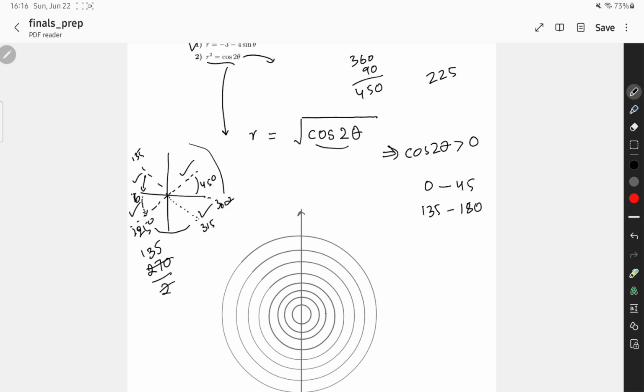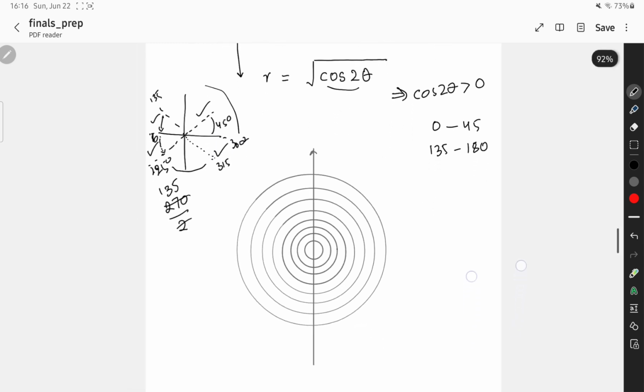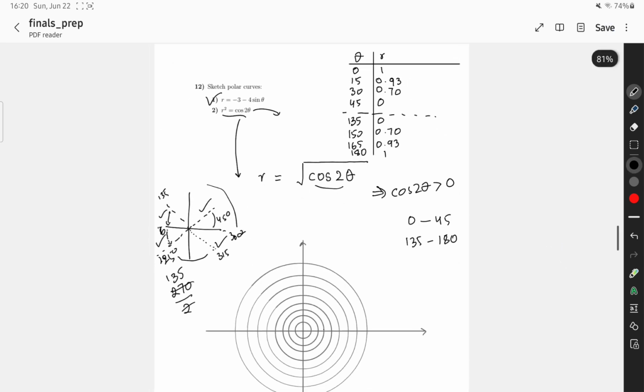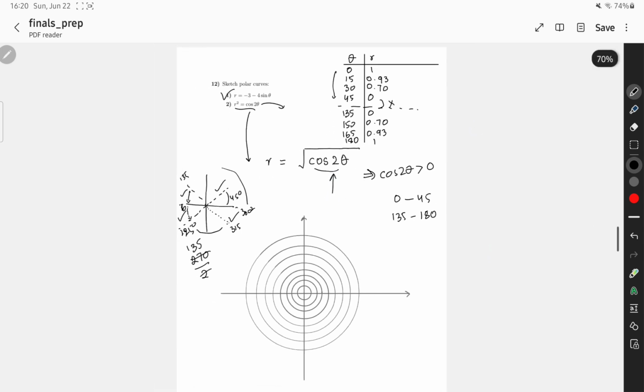So we just need to target these areas, and we'll be able to do the plot. Okay, so here are the reference values we need to plot. So we plot from 0 to 45, then 45 to 135 we skip. Why we skip? Because it's not part of the domain. So let's start by plotting from 0 to 45. So at 0 degrees it's 1.